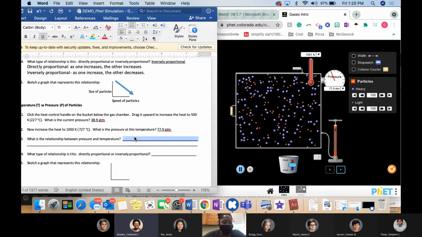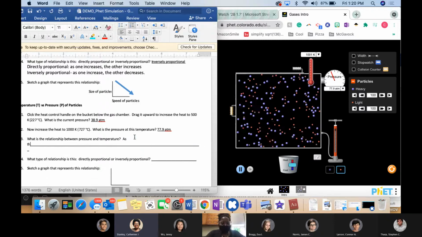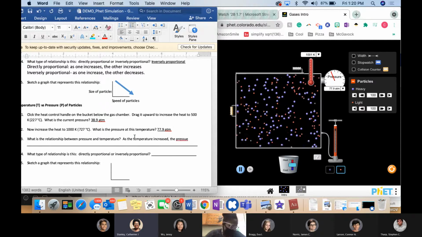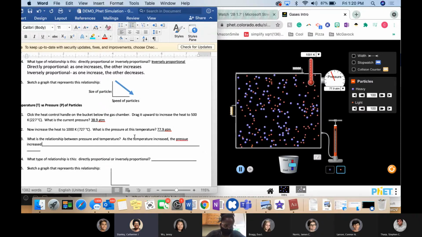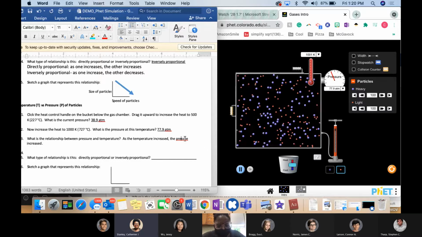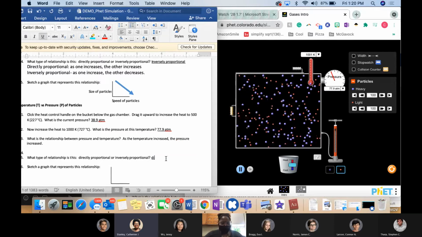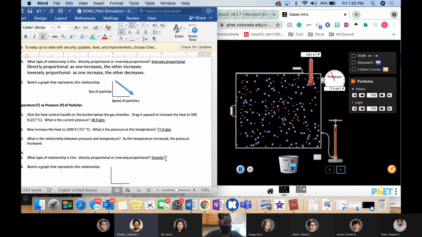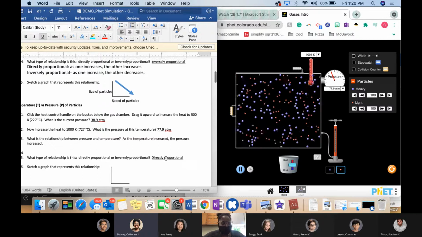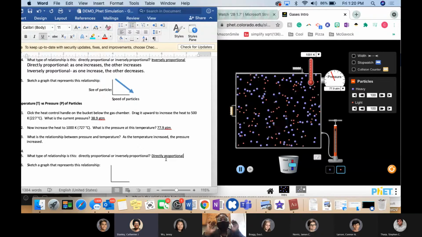Okay. What is the relationship between pressure and temperature? Well, as the temperature increased, the pressure did what? Increased. So what type of relationship is this? Inverse or direct? Directly. Good job. Directly proportional. As one goes up, the other goes up. So that means it's directly proportional.